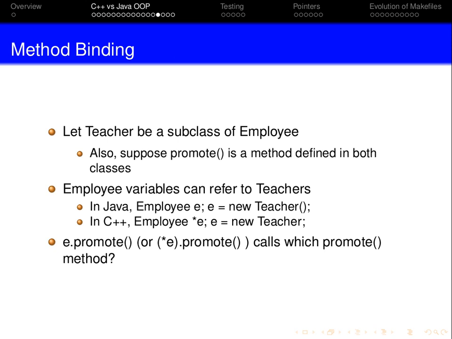Okay. So, oh boy. All right. Another reason why we're not going to go into OOP with C++ too much. So we're going to have teacher be a subclass of employee. All right. So teacher inherits from employee. Suppose that promote is a method defined in both classes. It is defined both in employee and in teacher. In Java, if you make an employee E, aka a reference or a pointer to an employee, and then you have E equals new teacher, what does E.promote call? Which function?